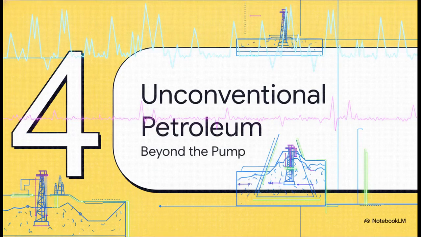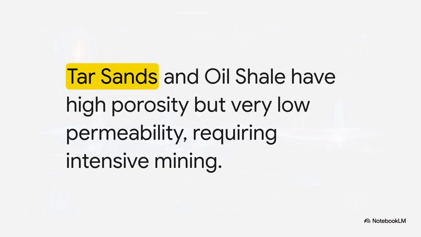Next up, Section 4, unconventional petroleum sources, beyond the pump. So, conventional oil flows out of porous reservoirs pretty easily, but unconventional sources like tar sands and oil shale, they play by a totally different set of physical rules. For example, Alberta, Canada has these massive reserves of tar sands, which contain a highly viscous bitumen. Honestly, it's basically like a thick tar.